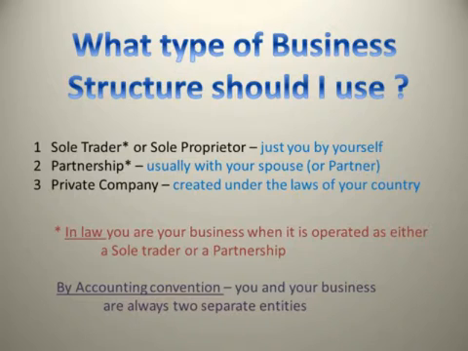Now, a private company is something which is created under the laws of the country you're in, so they're all completely different. But the big difference between a sole trader and a partnership and a private company is that a sole trader and partnership at law is you. You are the sole trader, you are the partner in the partnership, you are wholly responsible for that business. In accounting though, we have a convention and it says that you and your business are two completely separate entities right from the go. So no matter if you're a sole trader, partnership or a private company, you and your business are two separate entities, which is different to what law is. At law, it is only the private company which is a separate entity.